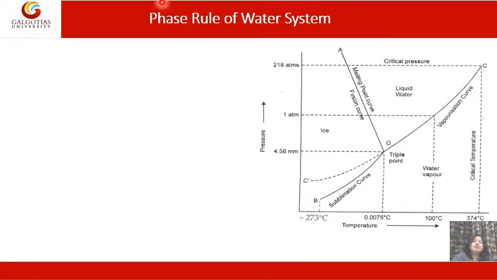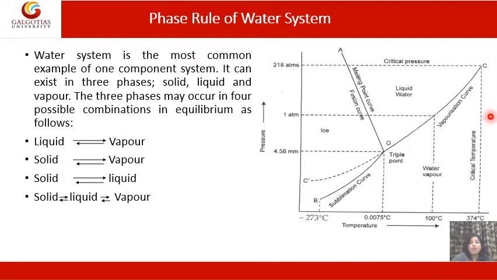Now let us discuss the water system as a one component system. Water system is the most common example of one component system. It can exist in three phases: solid, liquid and vapor. The three phases may occur in four possible combinations in equilibrium, that is liquid vapor, solid liquid, solid vapor and solid liquid vapor are in equilibrium.